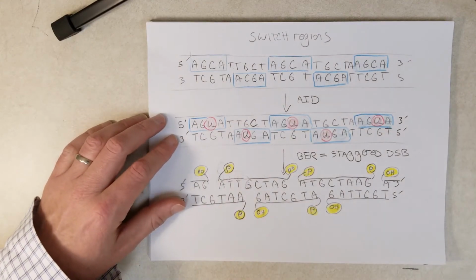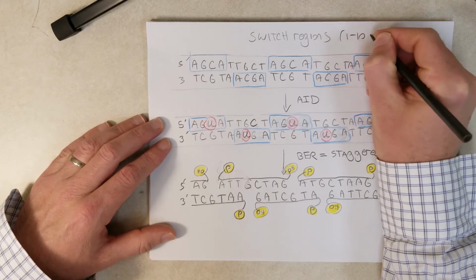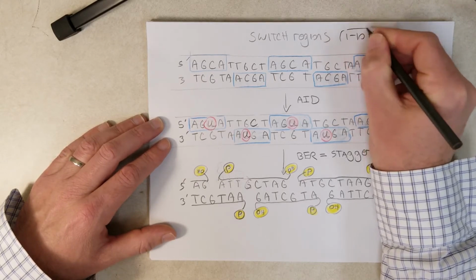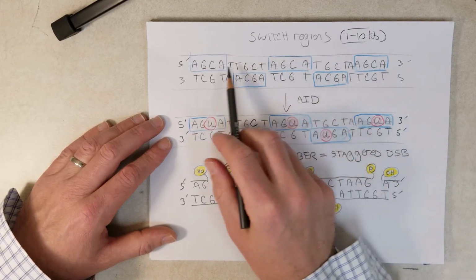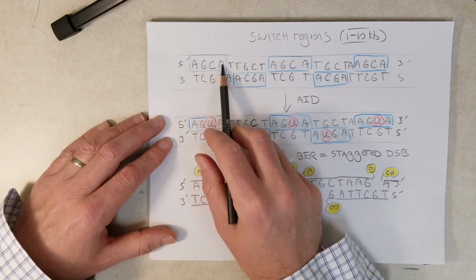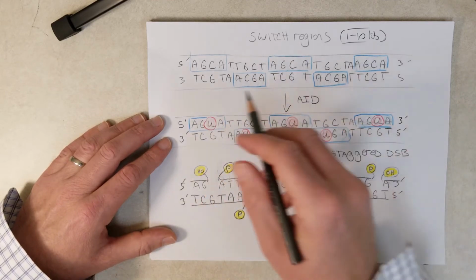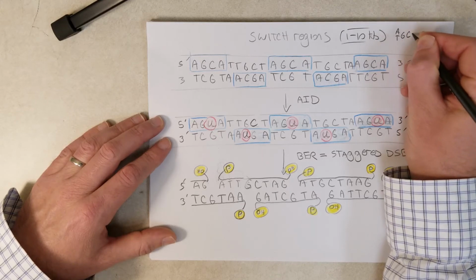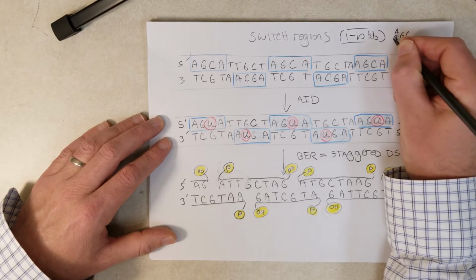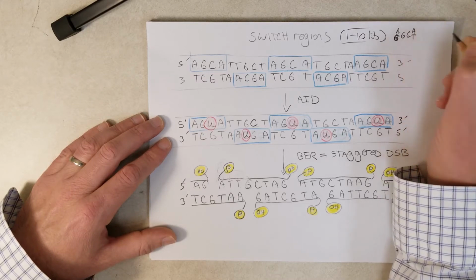So let's take a closer look at the switch regions. They can be from 1 to 10 kb, so a wide range of sizes. But like I said before, they have these 4 base motifs that occur frequently throughout the switch regions: A or T followed by a G followed by a C followed by A or G followed by a G followed by a C followed by an A or T.